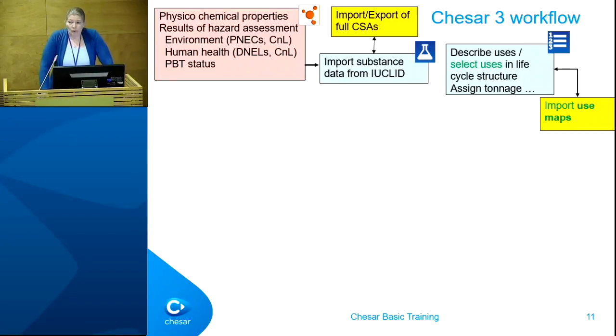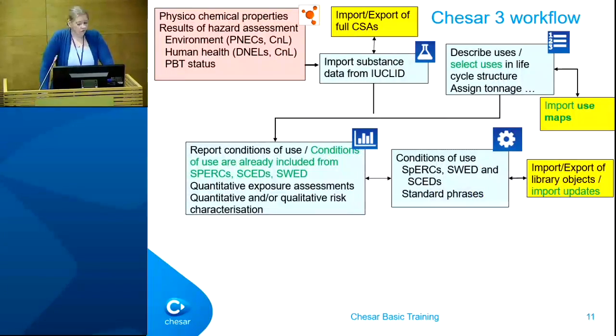So once you have described your uses and you have your substance, then you can go on to your exposure assessment, which you do in box 3. For each use, you will need to define the conditions of use in each contributing activity. If you have imported the use map, then in many cases that will already be done for you in the form of a SPERC, SCED or a SWED, depending on whether you're in an environment, consumer or a worker scenario. Again, these will come back a little bit more later on.